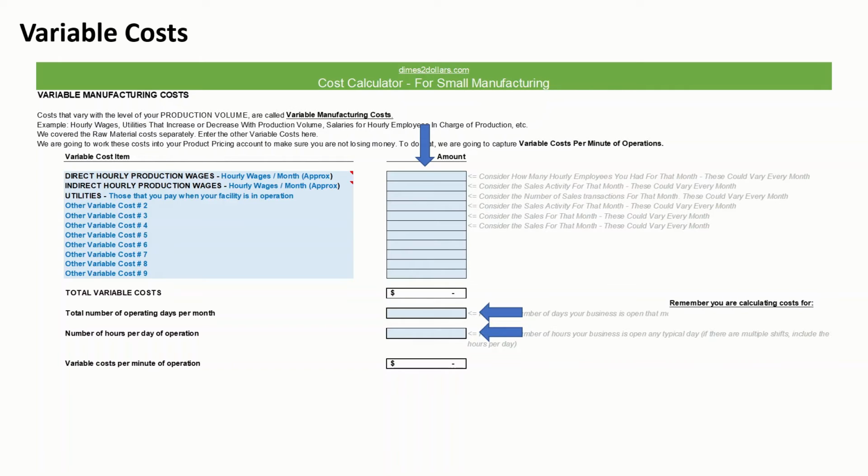Again, if this is too complex, don't worry about it. The file is doing this for you. All you have to do is worry about the cells shaded blue and input. So these are monthly costs that get aggregated here. Include the number of operating days per month in your facility and include the number of hours per day in your facility. So if you're running multiple shifts, the way to do it is to include the total number of hours across all those shifts per day, so that you will get these costs calculated as cost per minute down below here.